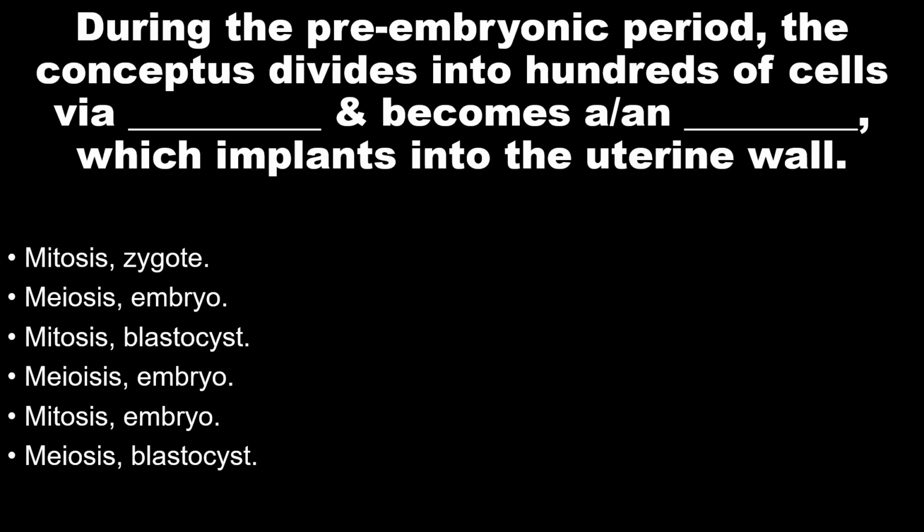Now, during the pre-embryonic period, the conceptus will divide into hundreds of cells via blank and become a or an blank, which will implant into the uterine wall. Now, the order here is important. So the division is what kind of division and what does the cell become? It divides by mitosis and becomes a blastocyst.